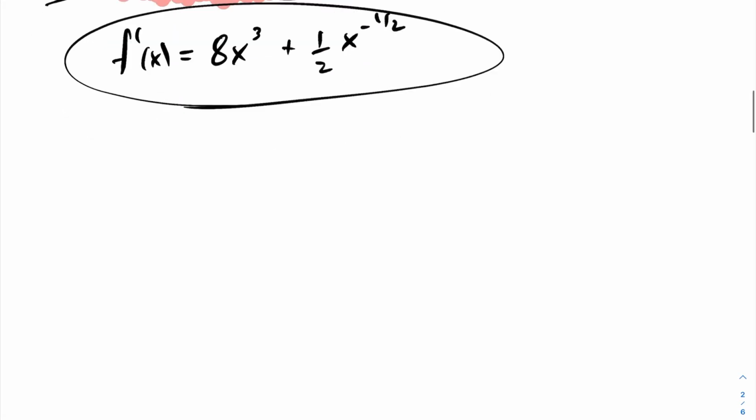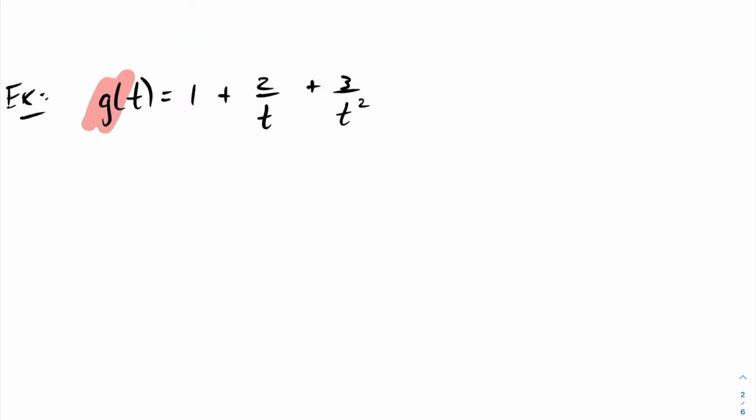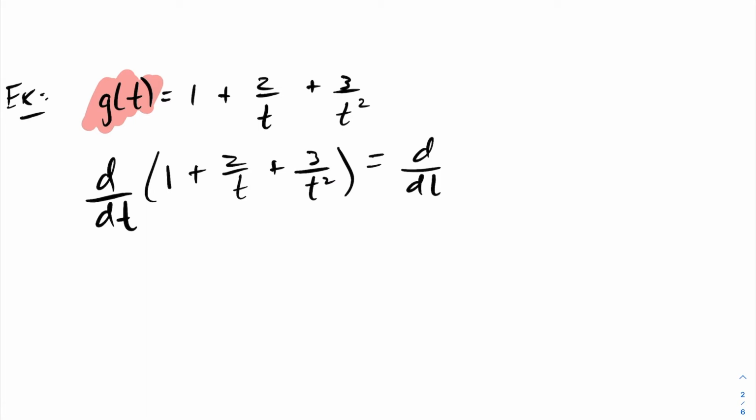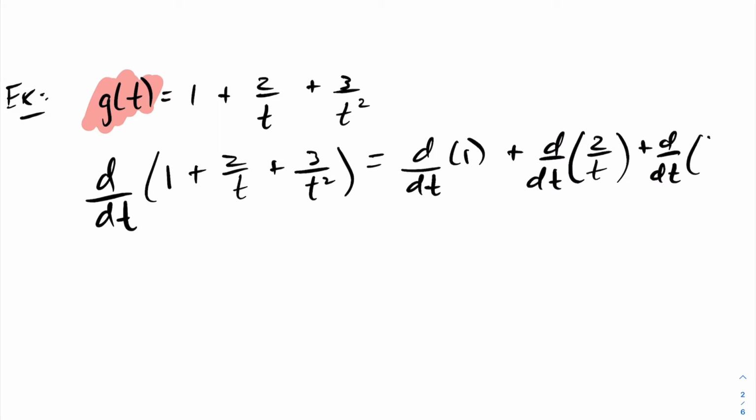Okay, let's look at another. For the next one, same idea. We have a function g, and I want to take the derivative of each term individually. This time we're taking the derivative with respect to t. So the derivative with respect to t of this function, we can apply individually. This would be the derivative with respect to t of 1, plus the derivative with respect to t of 2 over t, plus the derivative with respect to t of 3 over t squared.